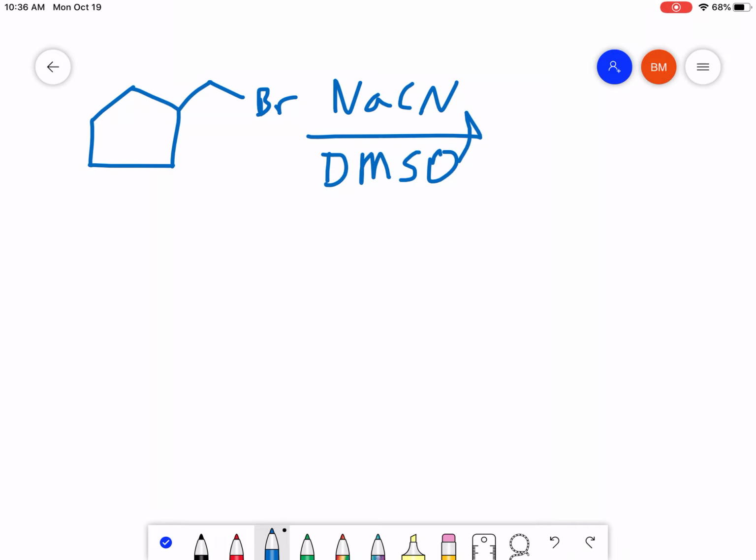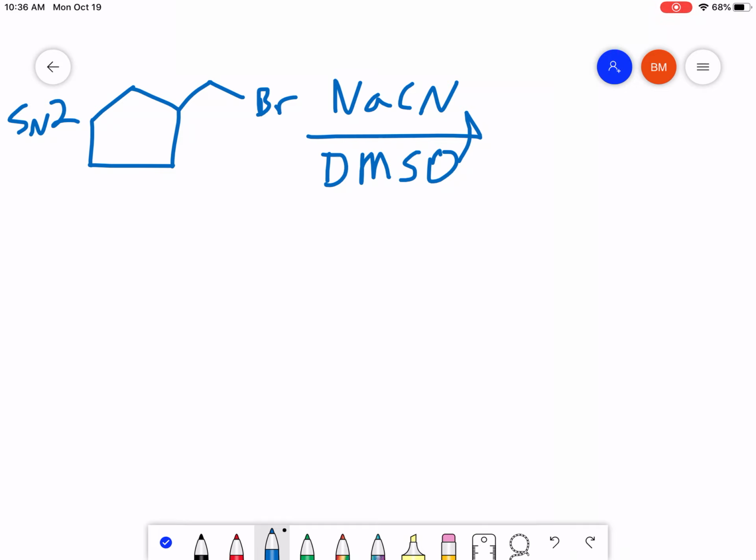Hopefully you've been able to identify this is a primary alkyl halide. We know primary alkyl halides do not work in SN1. We know they work great for SN2, so you can tell right off the bat that's an SN2 reaction. Okay?